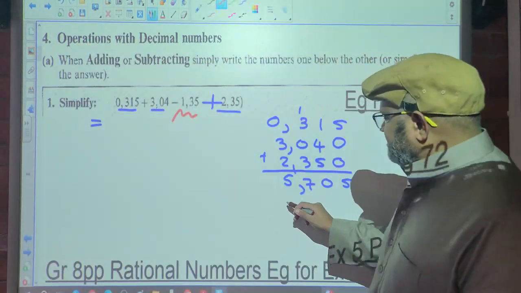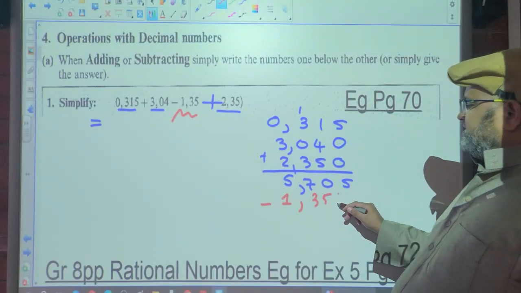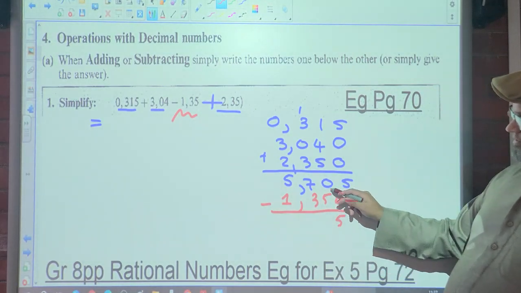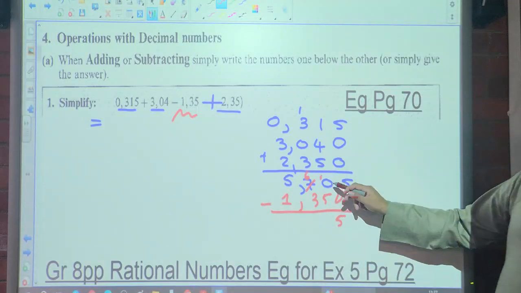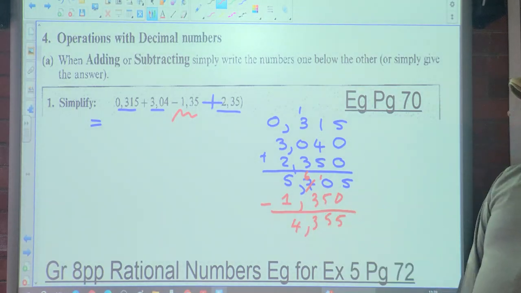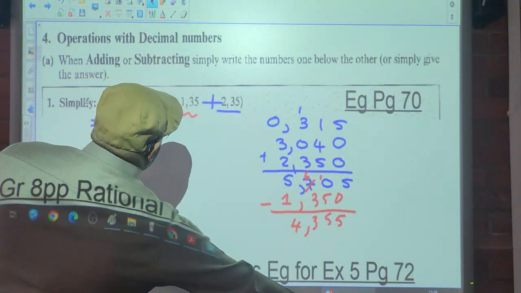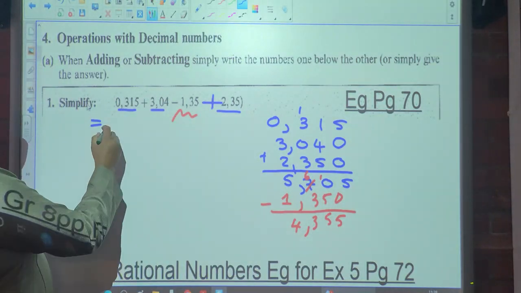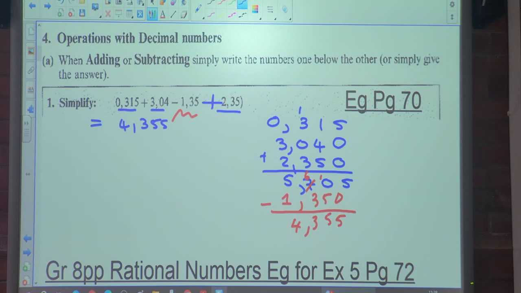Then what must we do now? We must minus 1,35, and of course there's a 0 there. So 5 minus 0 is 5. 0 minus 5 can't, so I take 1 away, gives me 6, and there's a 1 there. So 10 minus 5 is 5, 6 minus 3 is 3, 5 minus 1 is 4. So the answer to 1, 0,315 plus 3,04 minus 1,35 plus 2,35, gives me an answer 4,35. You guys understand? Yes, sir.